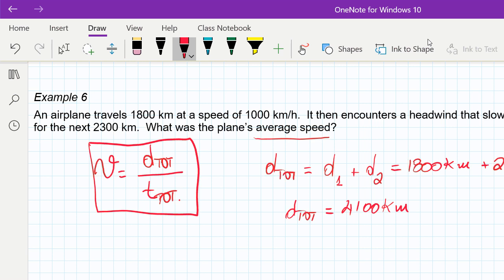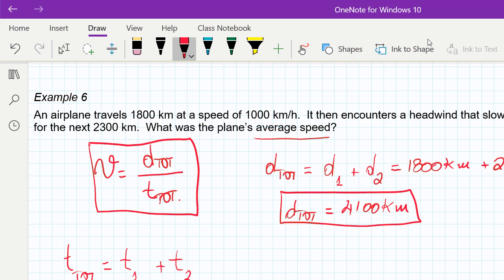4,100 kilometers. And now we have to calculate the total time. So total time that the plane is traveling is the time moving on the first part of the motion plus the time moving on the second part of the motion. So time on the first part of the motion is distance on the first part over velocity on the first part.